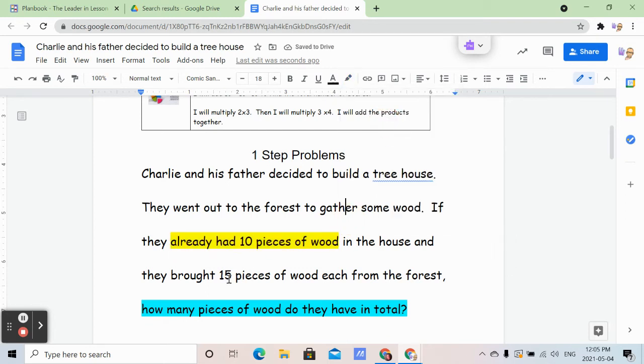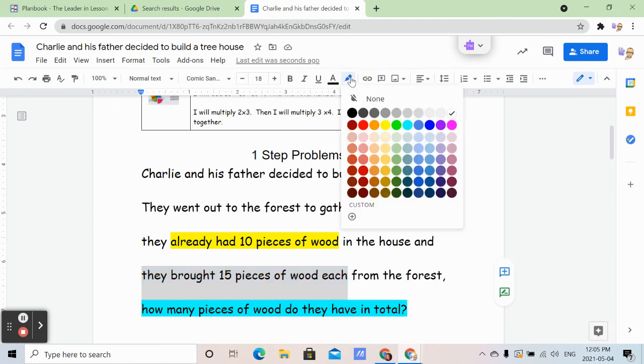Oh, there's another number. 15 pieces of wood doesn't really tell me much. Let's read the whole thing. And they brought 15 pieces of wood each from the forest. Each, that's very important. Let's highlight this. They brought 15 pieces of wood each, not 15 pieces of wood. See, that's when people stop reading. They go, okay, I'm done, right? Each means Charlie got 15 and his father got 15, right? So we're going to go back up and highlight this.